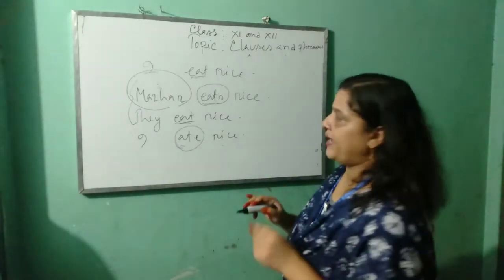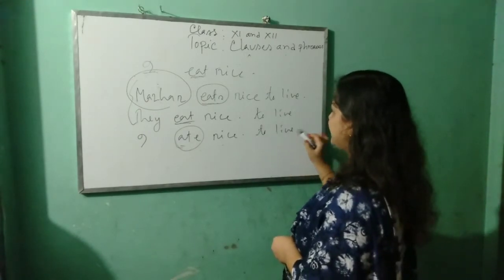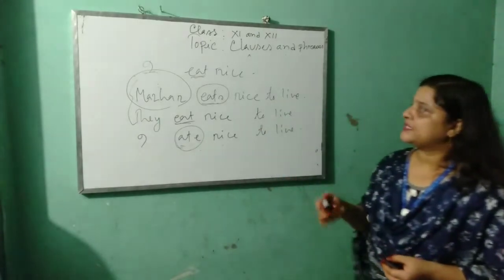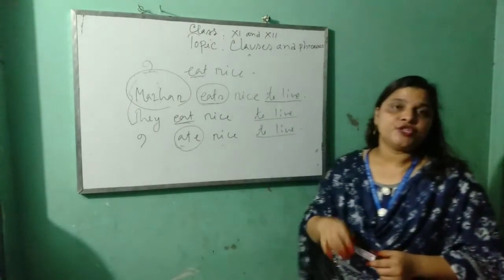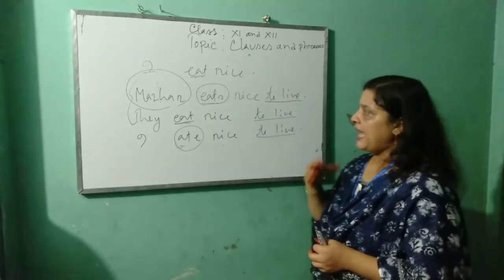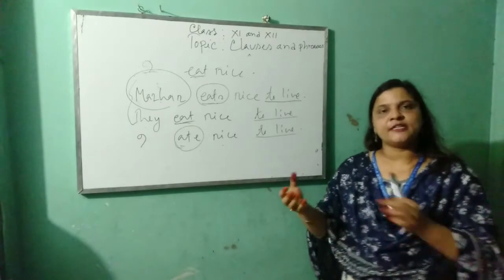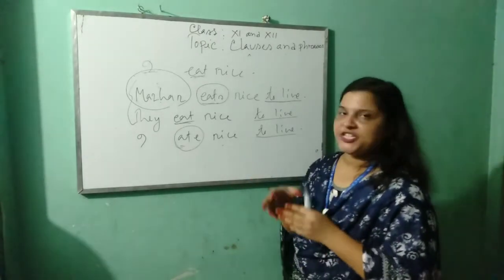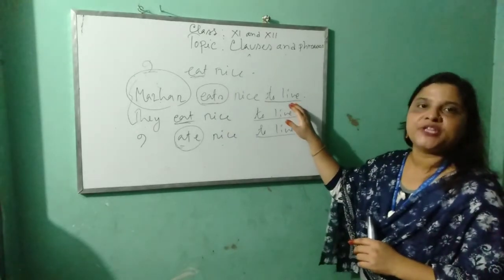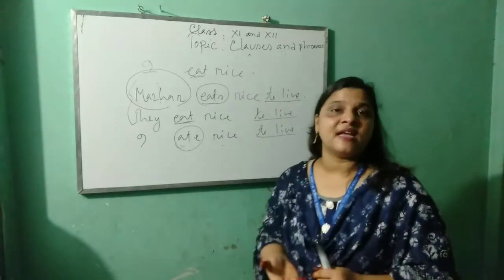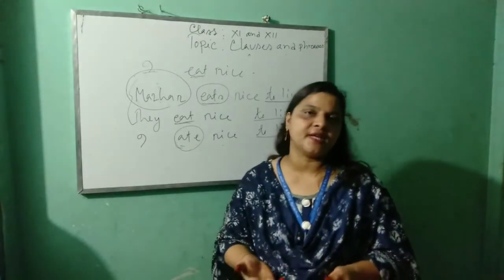Now let us see what a non-finite verb is. To live. To live. See, here we just use to live. The verb which is not changed according to number, person and tense is called a non-finite verb. So this is the opposite of a finite verb. A finite verb changes according to number, person and tense, but a non-finite verb does not change. So a clause must have a finite verb and a subject, but a phrase is just a group of words having no subject and no finite verb.